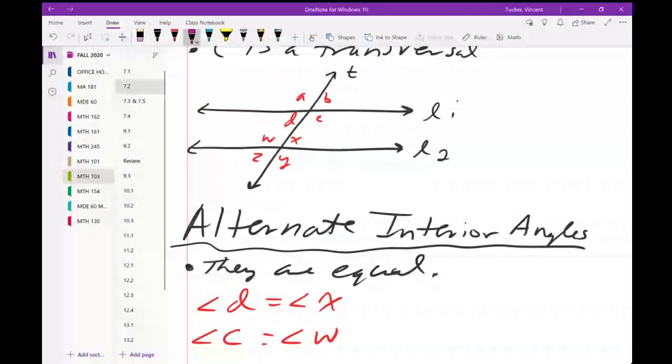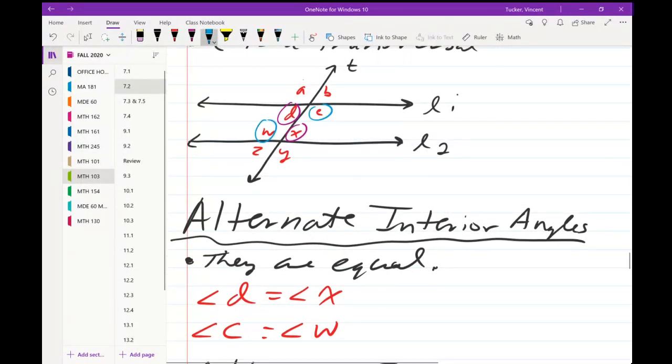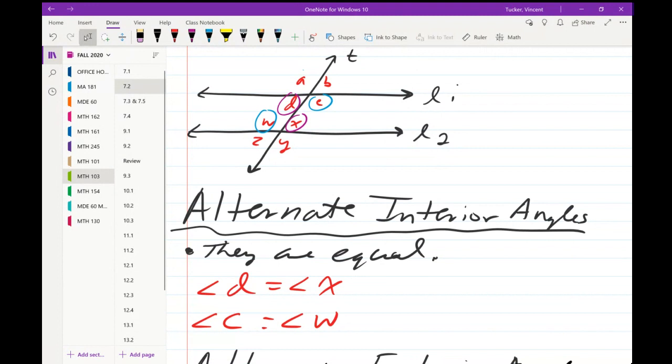So that means you're talking about D and X, W and C. They're on alternate sides of your transversal, and they're on the inside of your parallel lines, the interior.